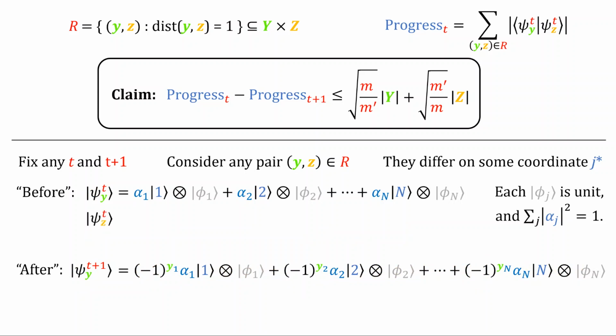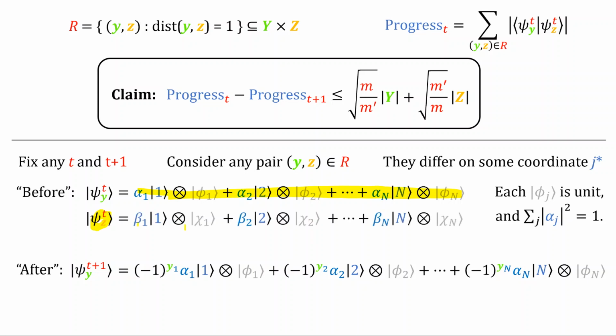Okay, so that was for y. Now let's focus on z. The state of the algorithm at time t, when the input is this particular z, could be totally different, but let's put it into the same form. Let's write it as beta 1 times ket 1 times some unit vector chi 1, plus beta 2 times ket 2 times some unit vector chi 2, etc. Again, the chi's are unit vectors, and the betas are amplitudes whose squared moduli sum up to 1. So it could be a quite different state.